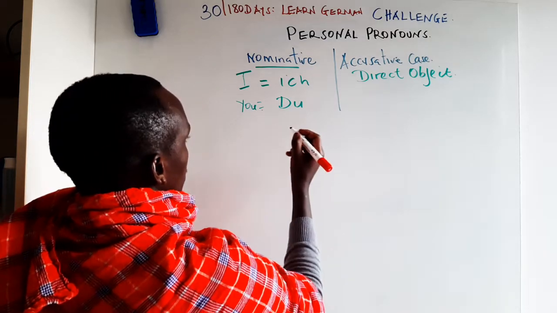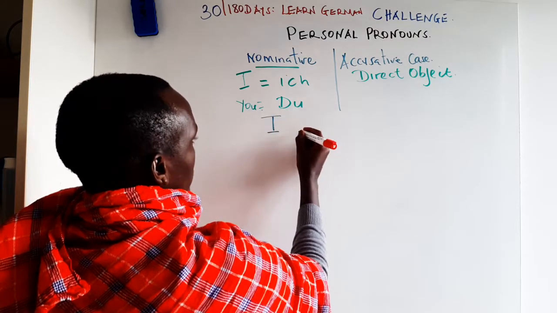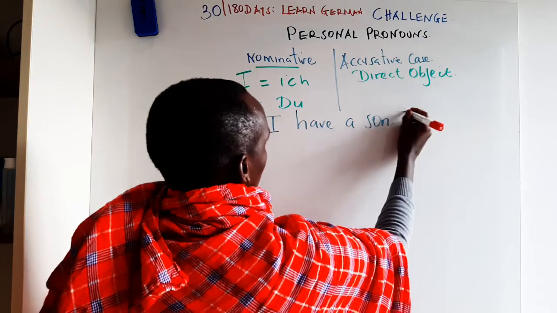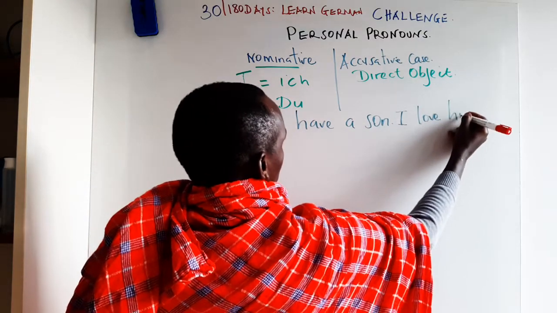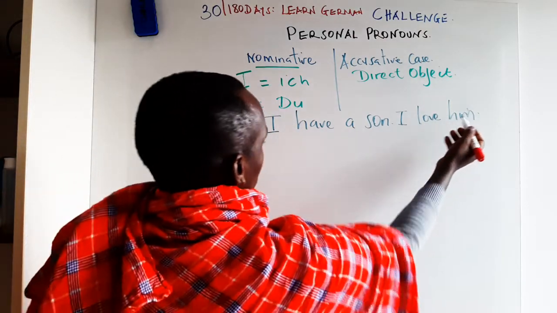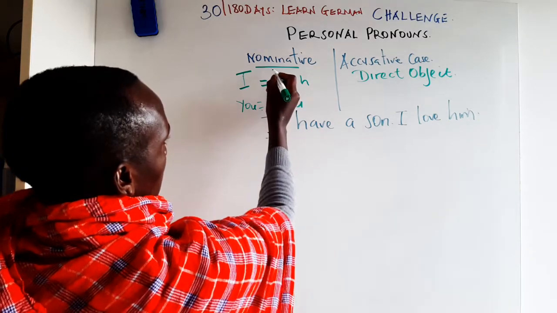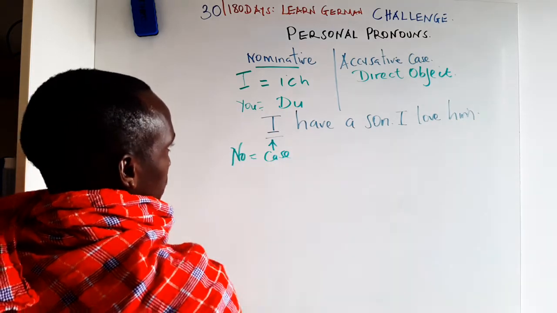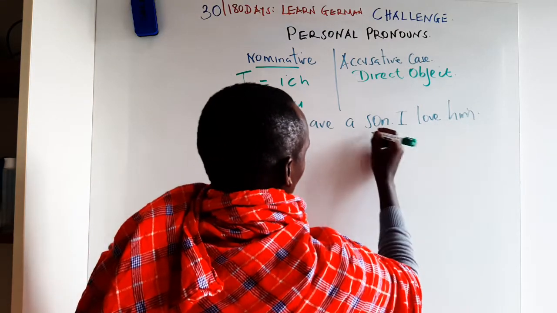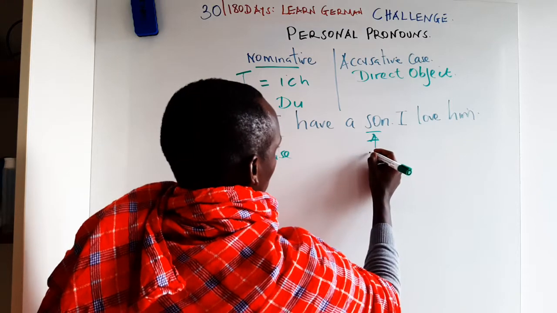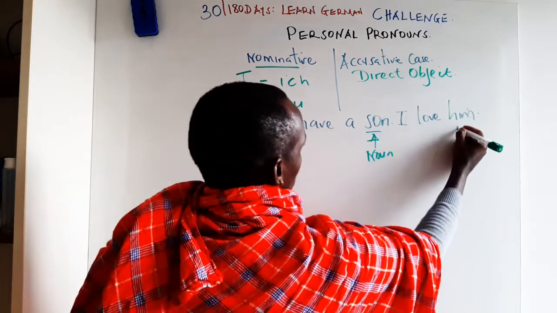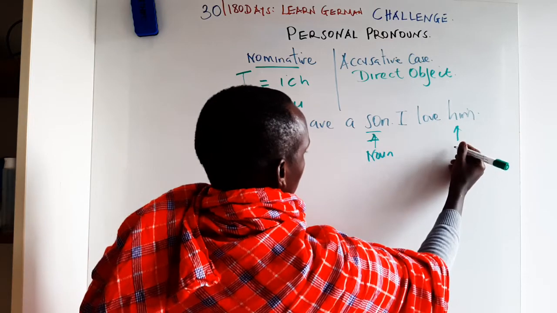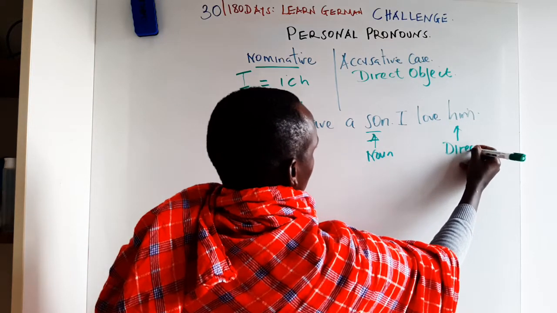For example, if you say, let's say, I have a son, I love him. If you say, I have a son, I love him, this I is the nominative case. Because you have mentioned the noun son, now you have to replace it with a pronoun so that you avoid repetition. So in this case, this will be the direct pronoun.